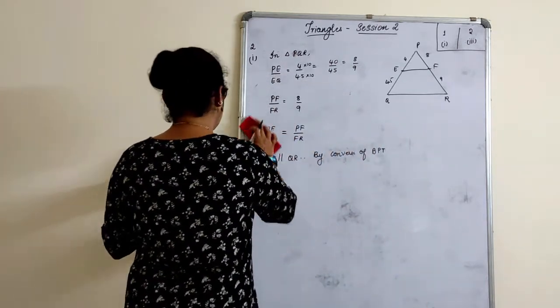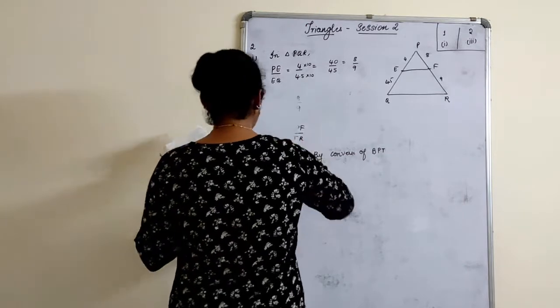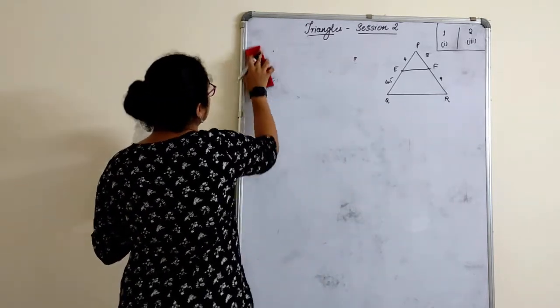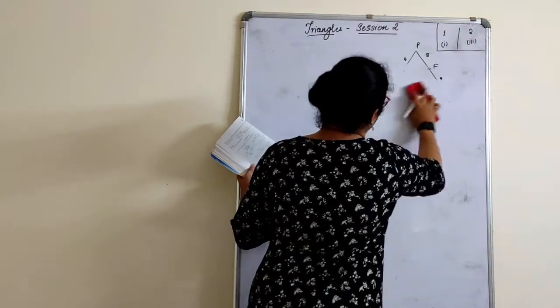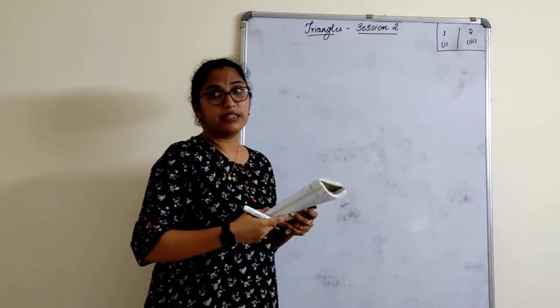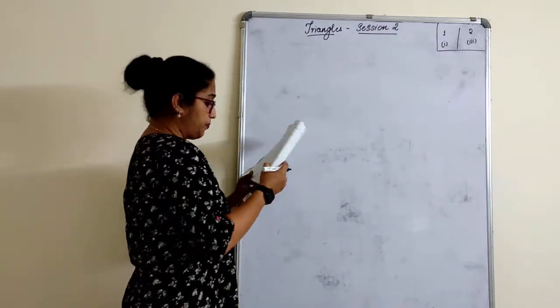Quickly, we'll move. The third one I have marked for homework. We'll start with the third question now. These numericals are usually asked for 1 mark or they can be asked as MCQs.